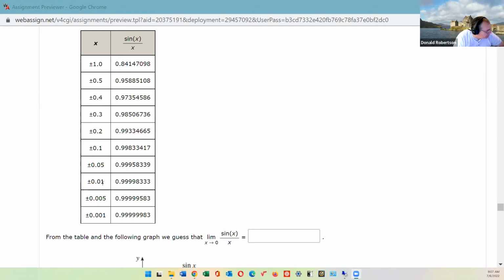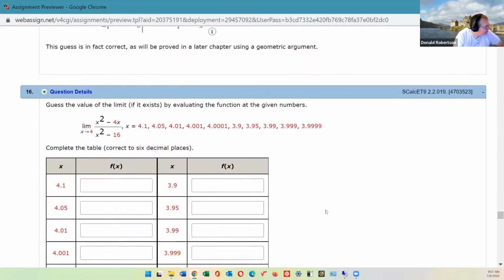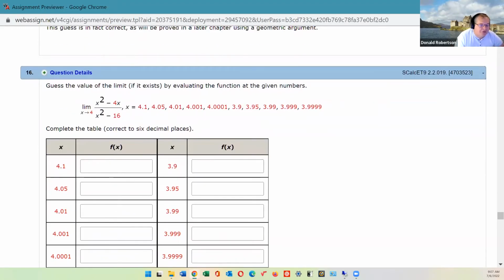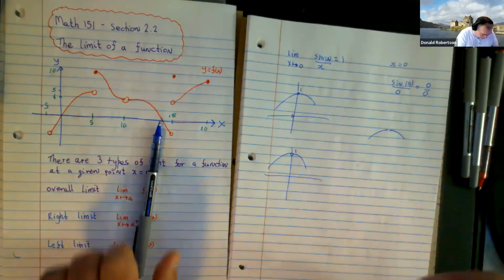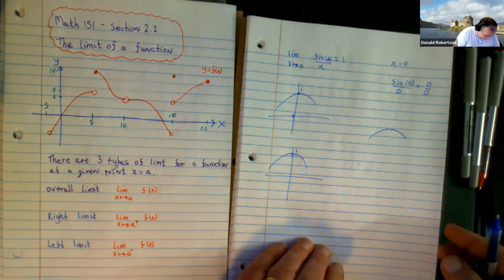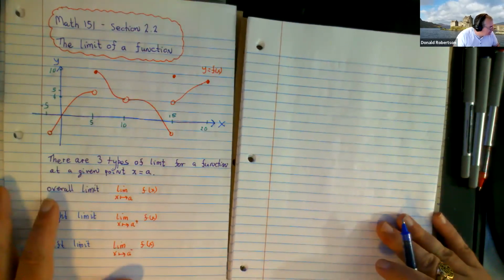Can you see as you get closer to 0, no matter if you go to the left or the right-hand side, that the value for sine x over x is becoming essentially 1? Right. And so you put in a 1 there. So let's move on to my notes and show you another way of finding limits, not by graphing them and looking, but by doing a table of values.